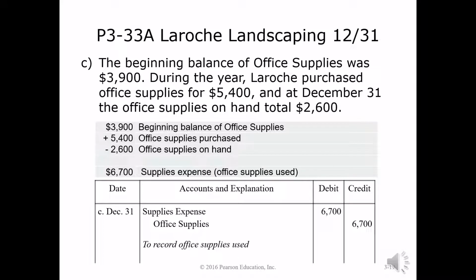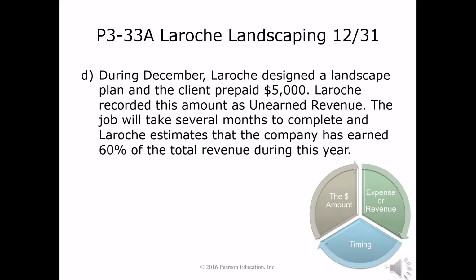During the month of December, Wksht designed a landscape plan, and the client prepaid $5,000. Wksht recorded this amount as unearned revenue. Remember that journal entry would have been cash debit of $5,000 and unearned revenue credit of $5,000. In that journal entry, we're acknowledging that we have an obligation to either return that $5,000 to the client or to perform the services. The job will take several months to complete, and Wksht estimates that the company has earned, at this point, the end of the year, 60% of the total revenue during this year.